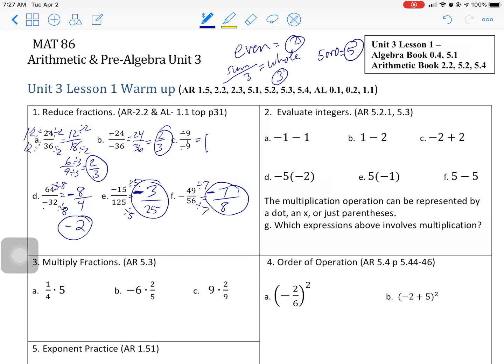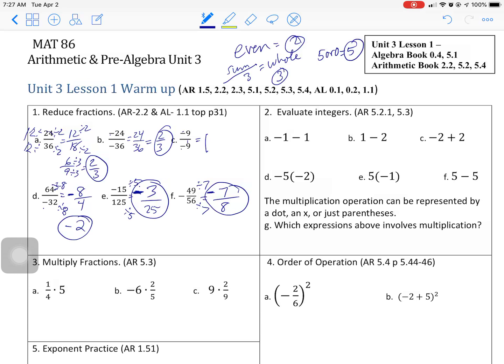Okay, so if 2 doesn't go in, 3 doesn't go in, 5 doesn't go in, and you don't know your factors, your multiplication table, you're going to have to try 7 anyway. 7, 11, and 13. Try to see if the number goes into that.